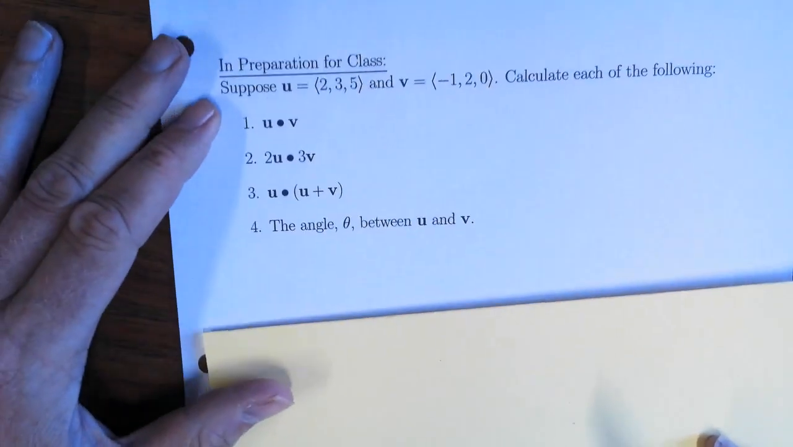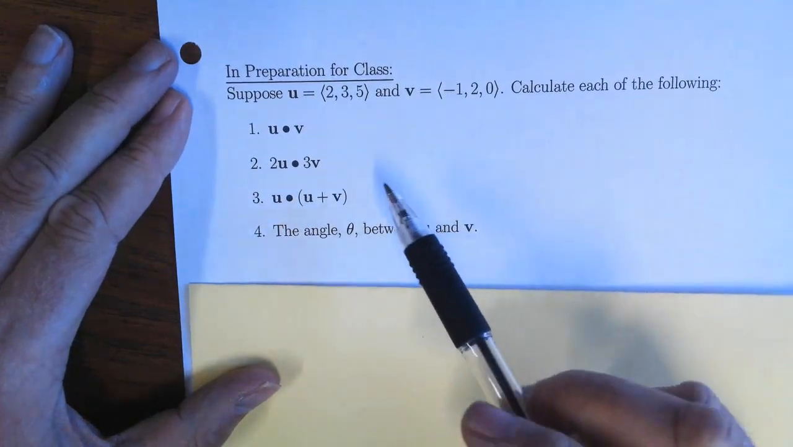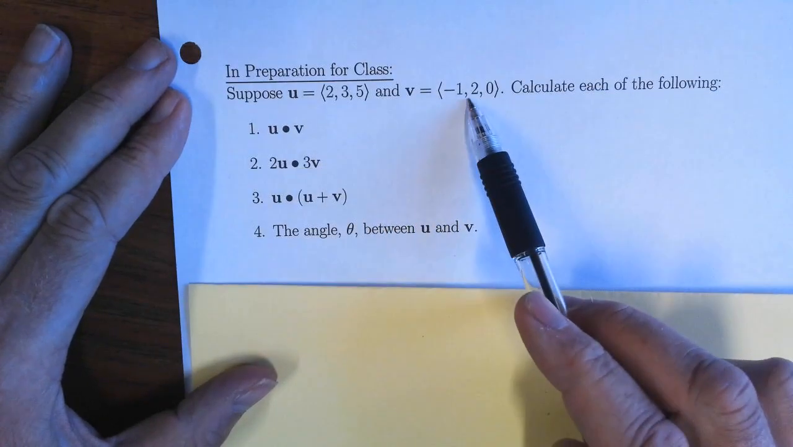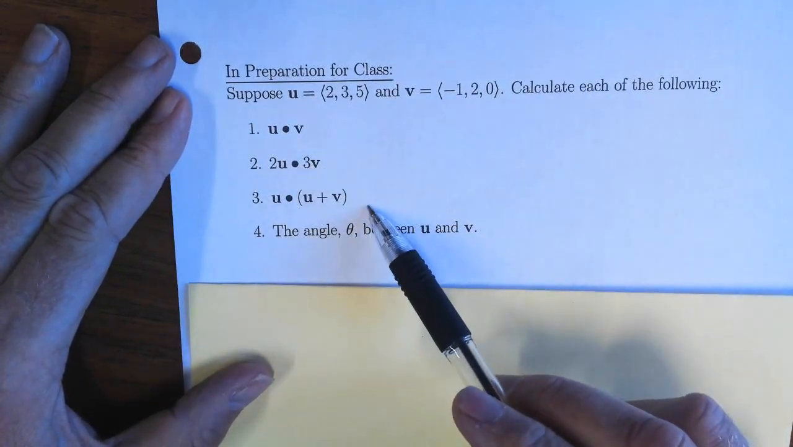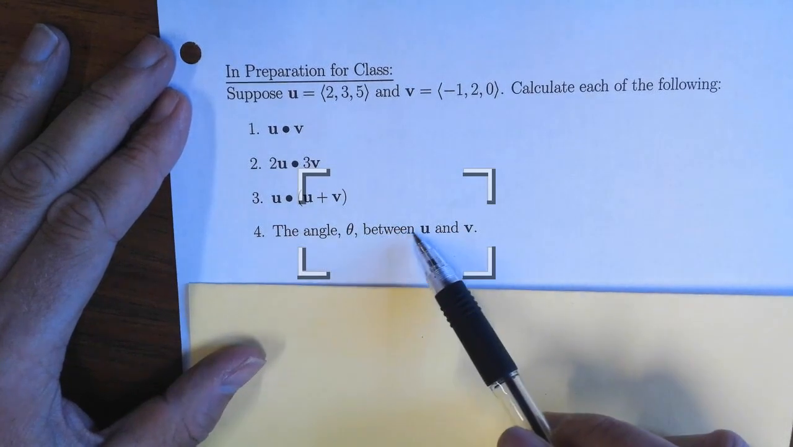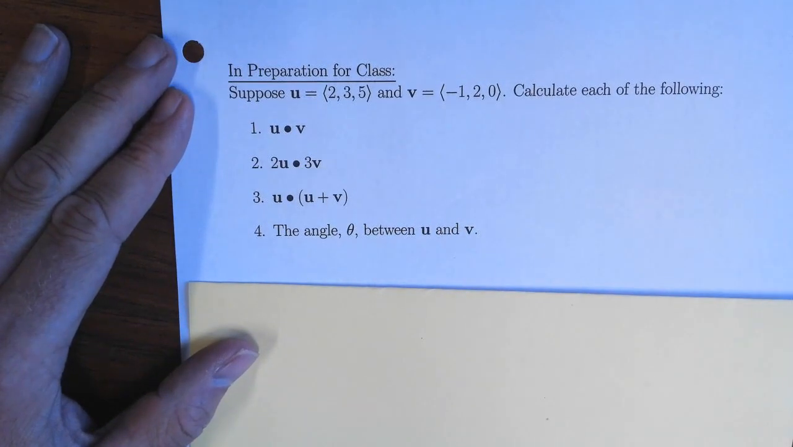Here are some problems I'd like for you to work on in preparation for class. Suppose I've given you this vector u and this vector v. Compute each of these quantities, as well as the angle theta between the vectors u and v.